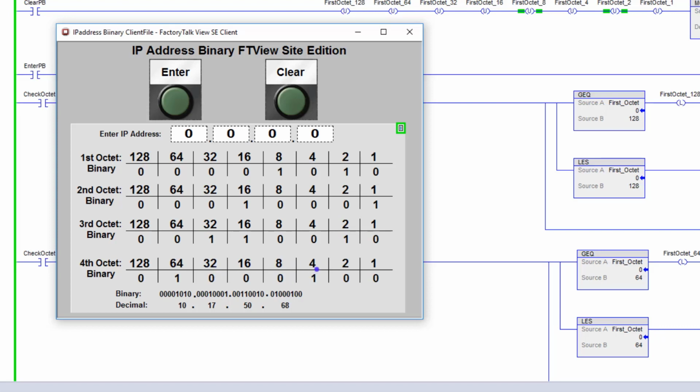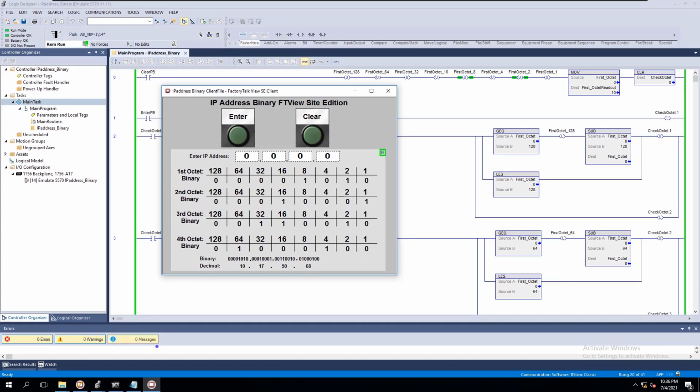Nope, it's not. Is it equal to or greater than 4? Yes, it is, and that finishes that out. So that was the fourth octet. The number 68 in binary form is going to be 0, 1, 0, 0, 0, 1, 0, 0.